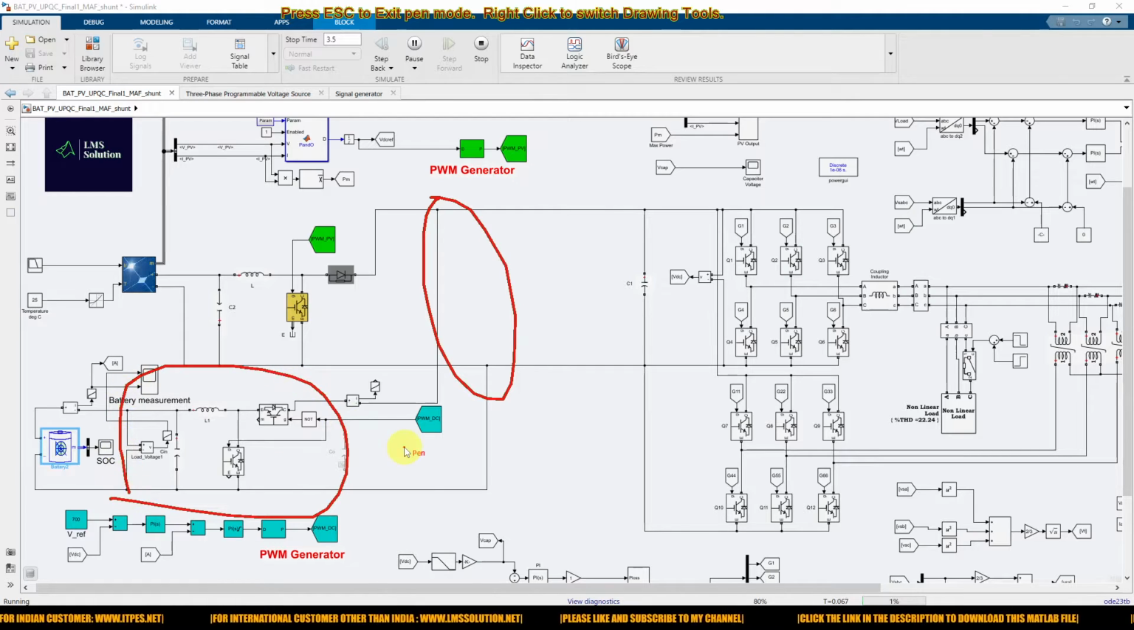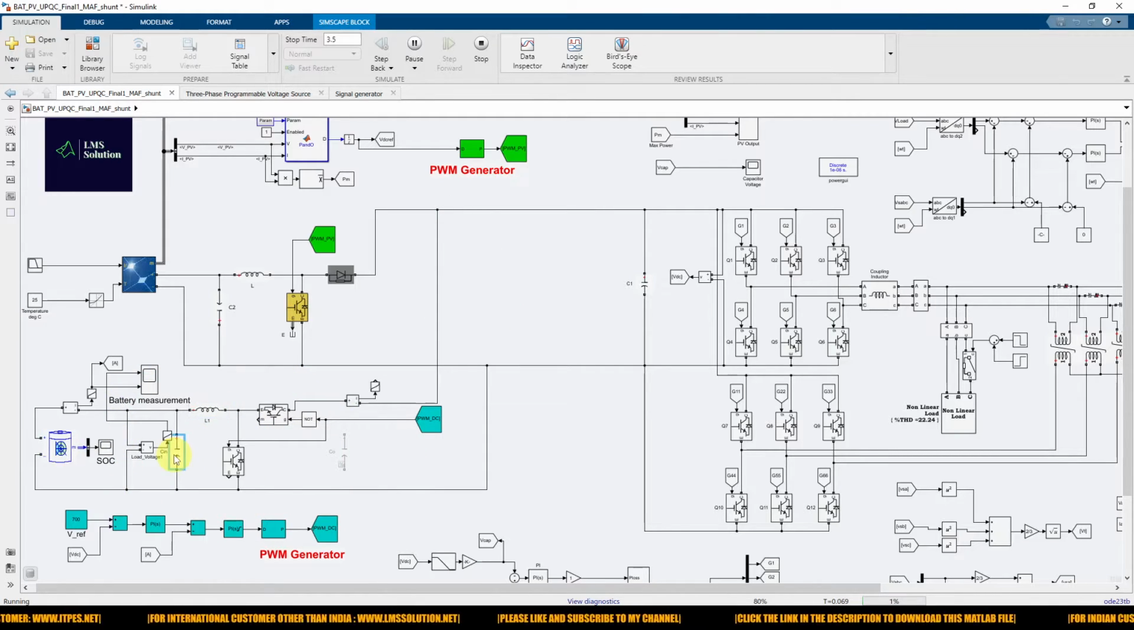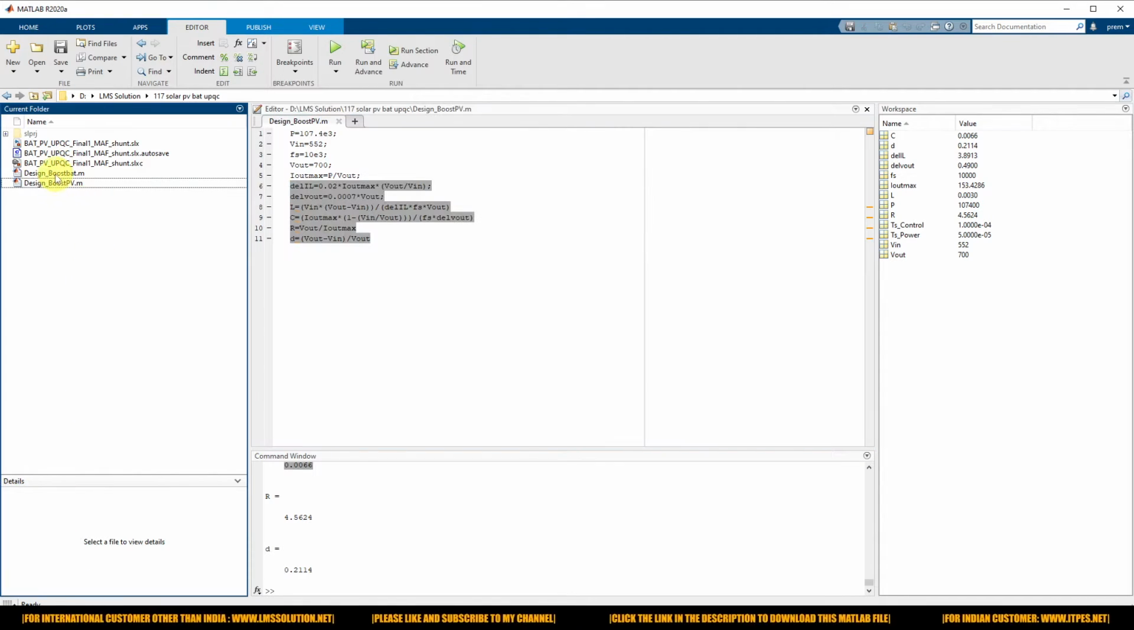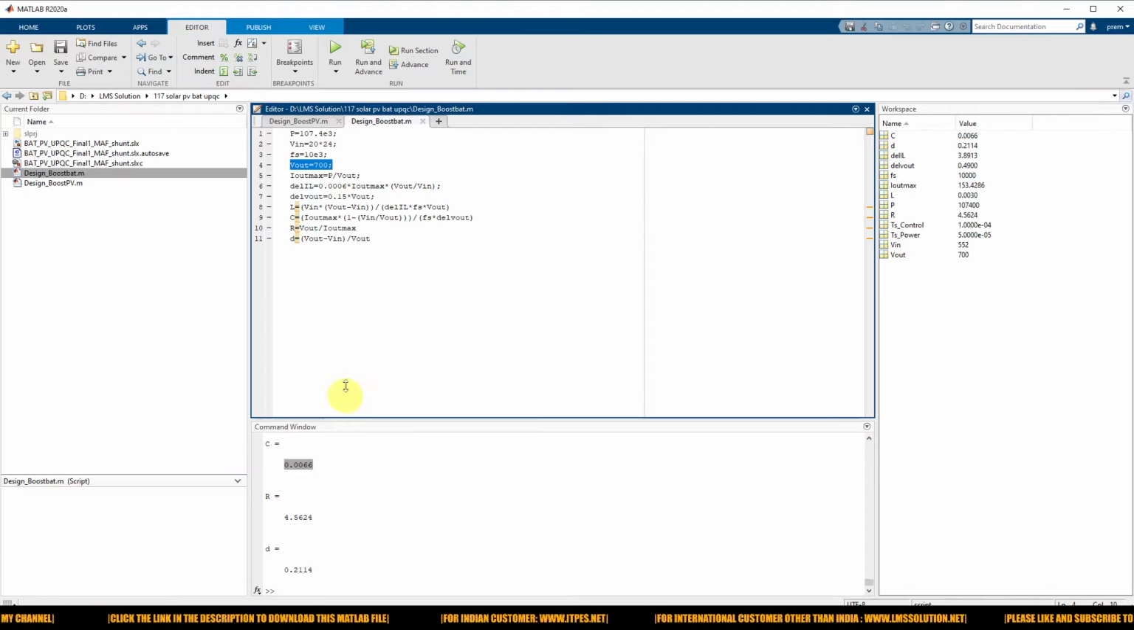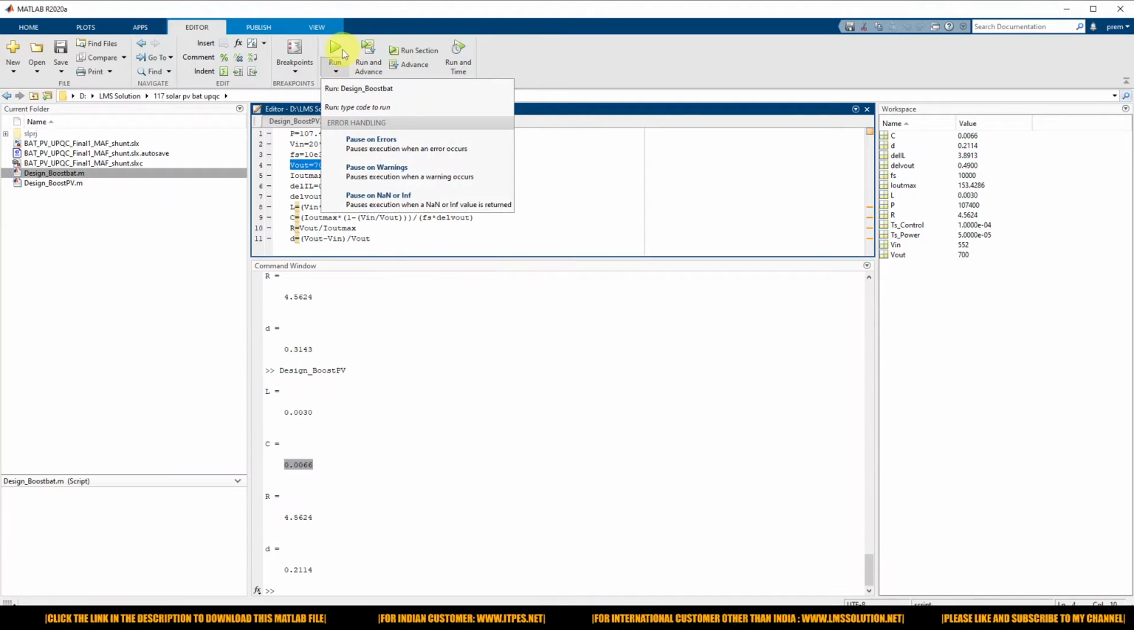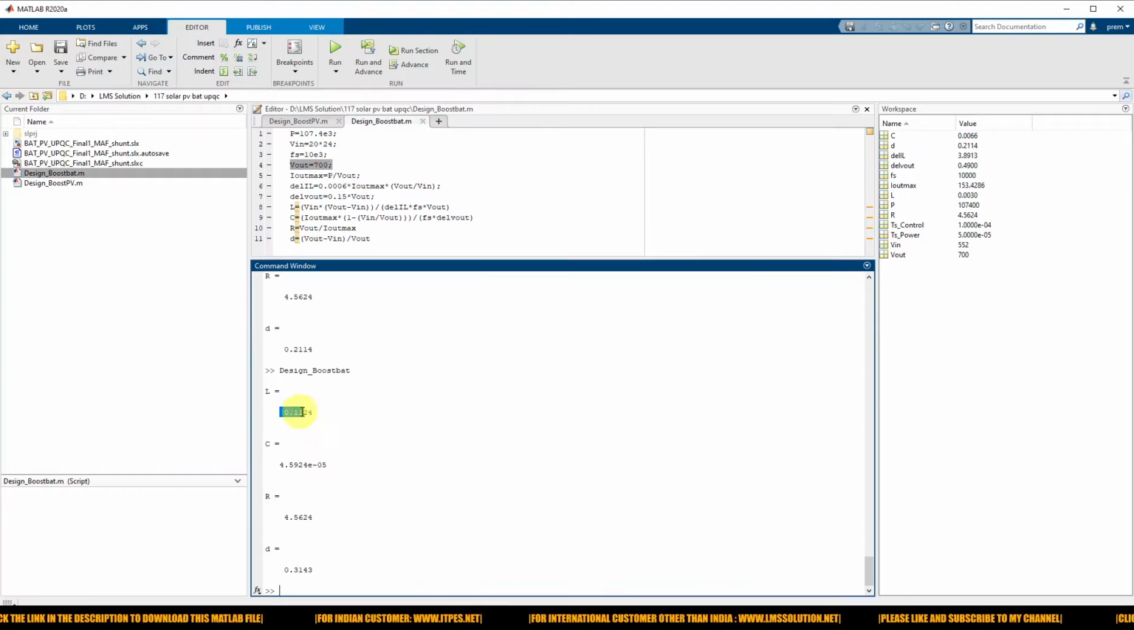So you have to design the values for L and C. For that, I'm going to consider this equation. Here the voltage of the battery we are taking as 20 into 24. The power rating is taken the same as the solar PV system, and the switching frequency we consider as 10 kilohertz. The DC link voltage is 700, and then we calculate the values of L and C for that bidirectional converter. So this is the value for the bidirectional converter L and C.